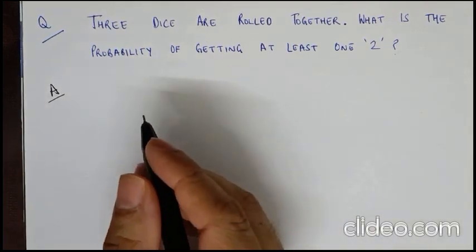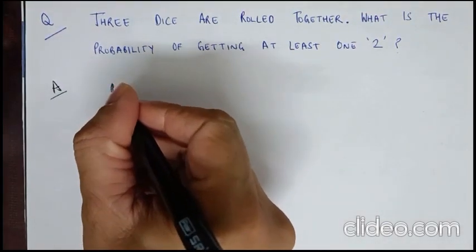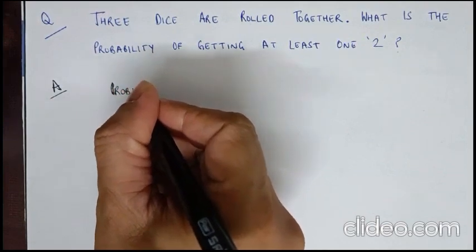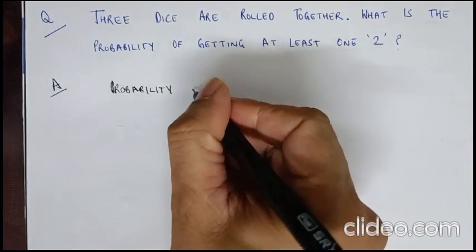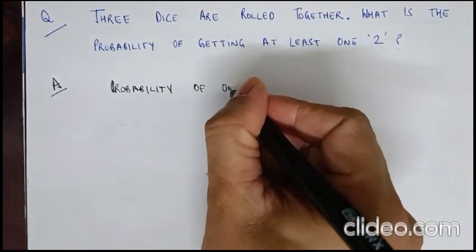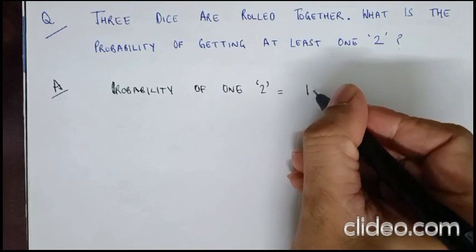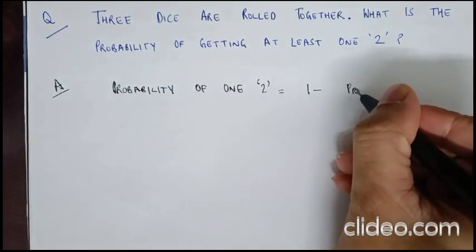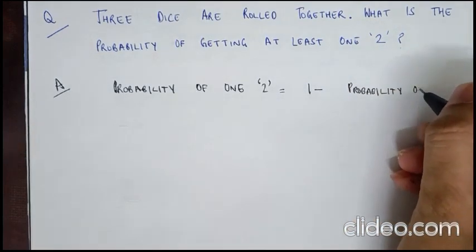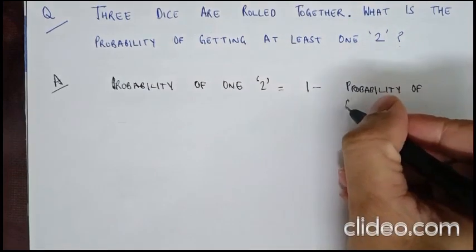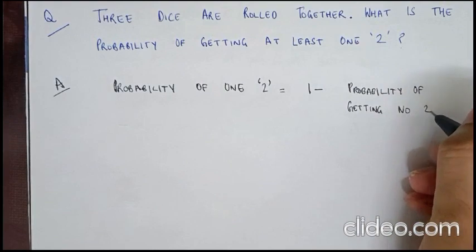So in this question, what we can say is the probability of getting at least one number 2 is equal to 1 minus the probability of getting no 2 at all, right?